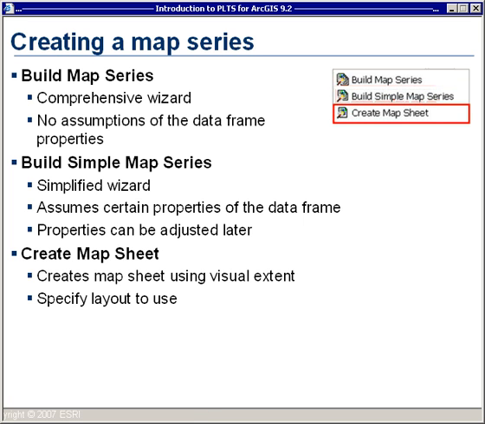These properties can be changed or updated later. The Create Map Sheet does not create an entire map series for you. Rather, it will use the current visible extent as the area of interest and generates a single map sheet with all the properties of a map series or a template that you have specified.